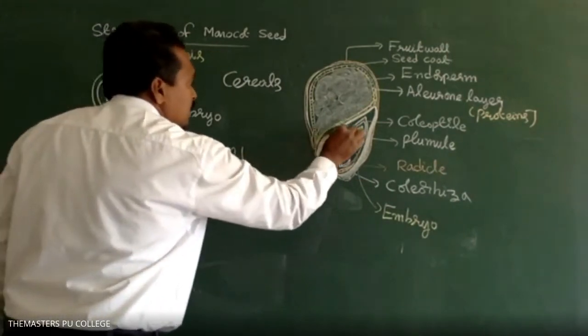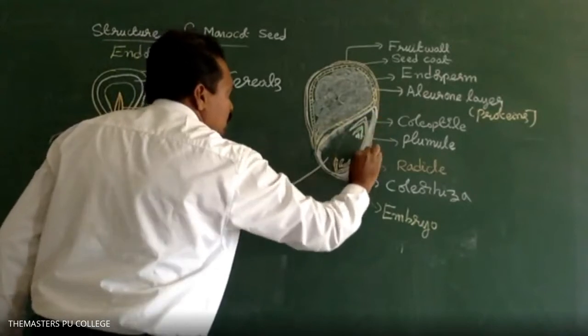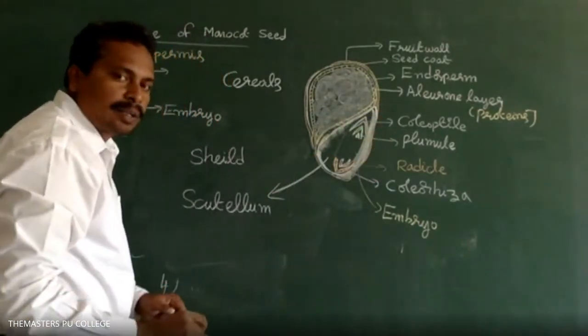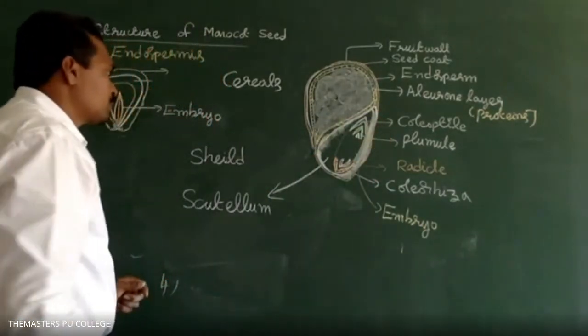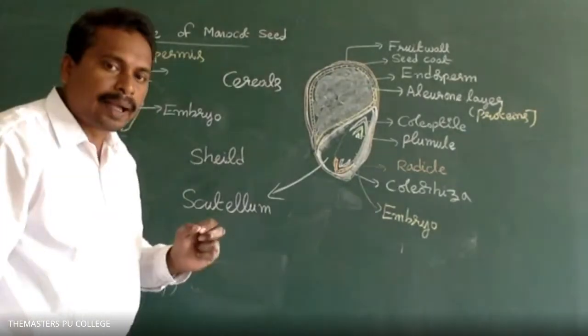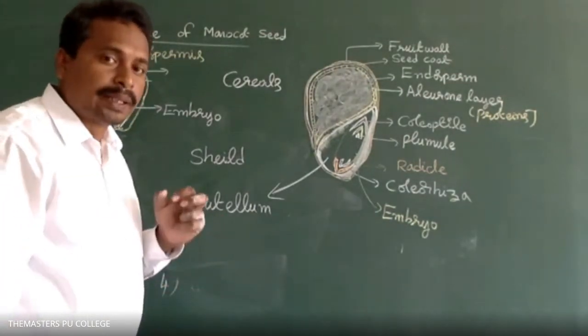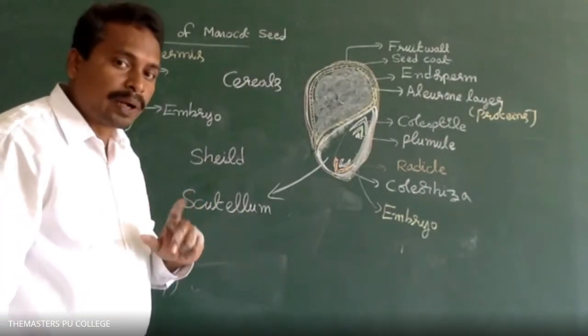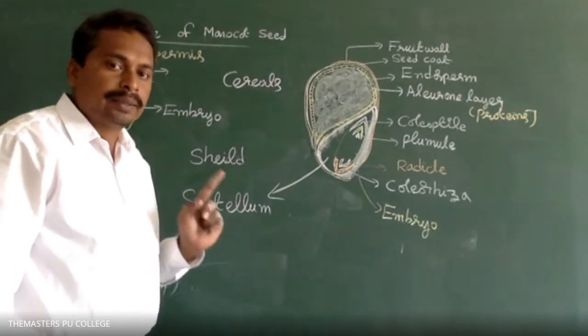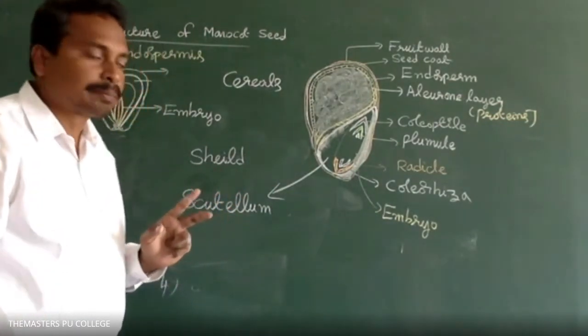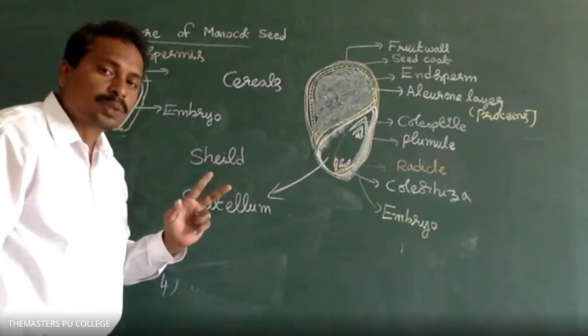So this is the scutellum. The shield-like cartilage is present. That's called the scutellum. One more question in theory. It's important from both the subjective and objective point of view. In theory, from the subjective point of view, what is scutellum?